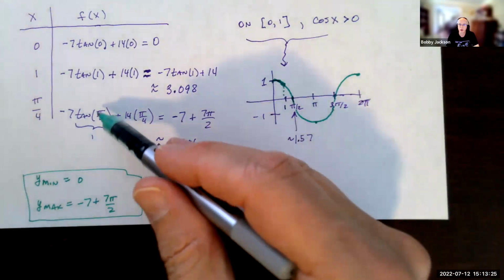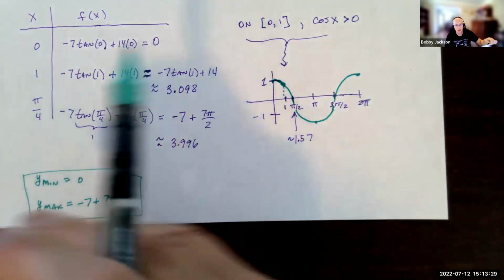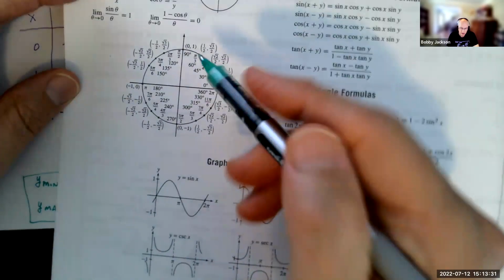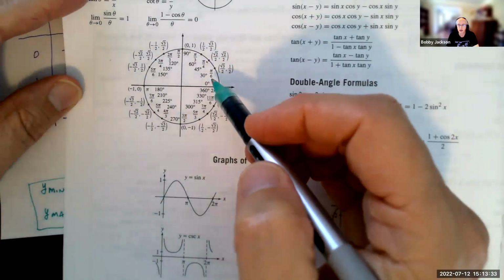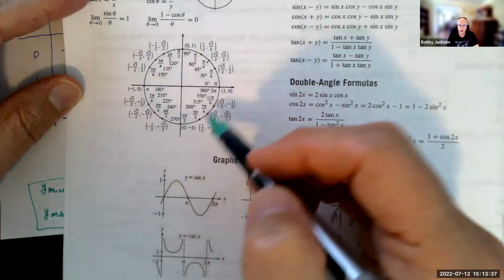Don't leave it as tangent of pi over 4. I do want you to evaluate that. You should be able to evaluate any trig function at any of our common measured values, right? Pi over 6, pi over 4, pi over 3, pi over 2, and so on all the way around.